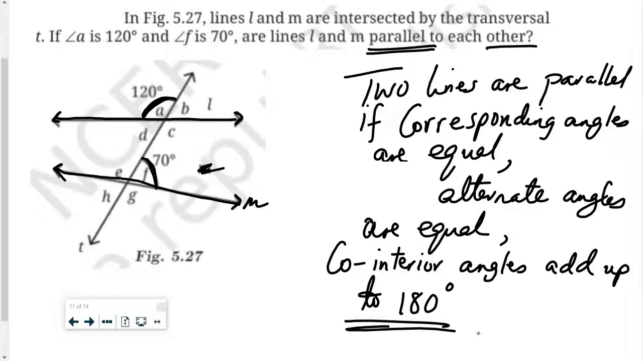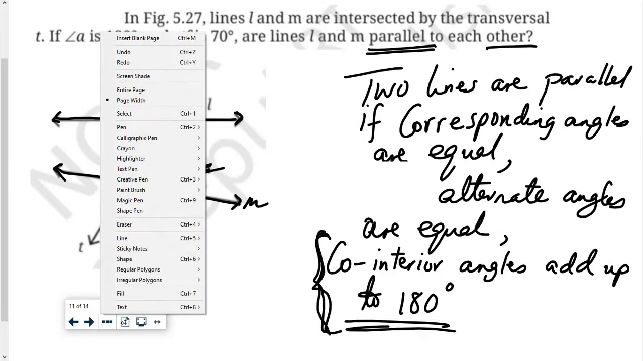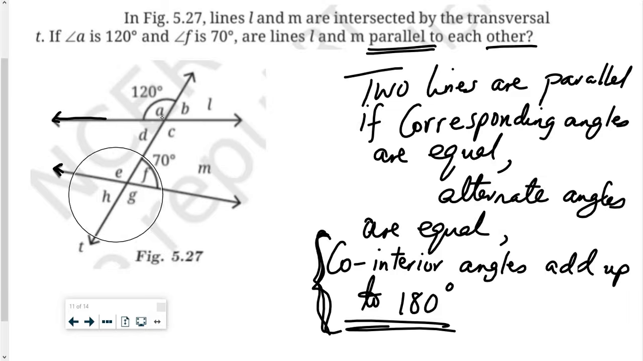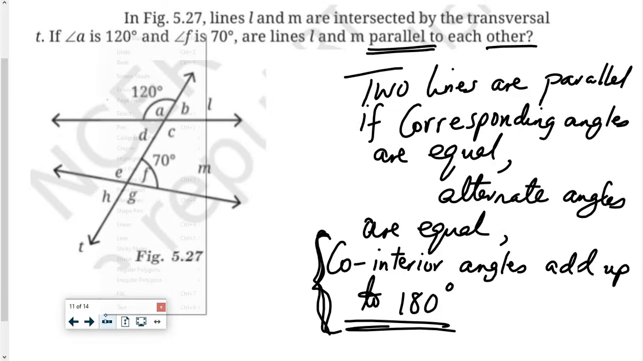I will use this concept of co-interior angles to determine if line L and line M are parallel. I will use this concept, but you can use the concept of corresponding angles or the concept of alternate angles. Now, for co-interior angles, we look for letter C. So let us get started.